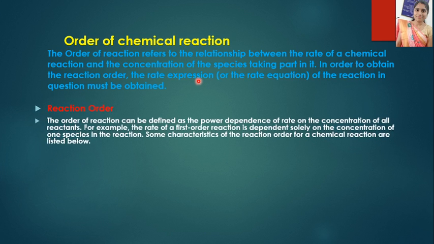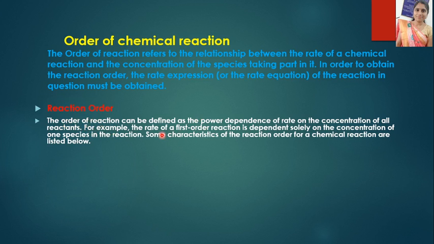The order of reaction can be defined as the sum of the power dependence of rate on the concentration of all reactants. That means it is the sum of the powers of concentration of all the reactants in the rate equation, and this is called the order of reaction.